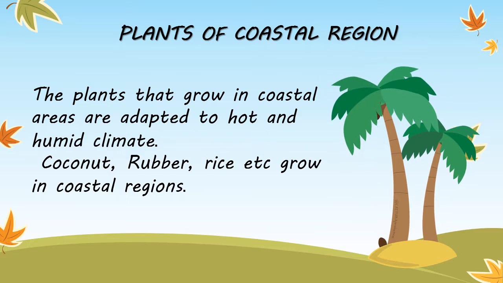Plants of coastal region. In coastal region, the climate is hot and humid. Humid means atmosphere contains high level of water vapor. So the plants which grow in coastal areas are adapted to this type of climate. For example, coconut plant, rubber, rice, etc. These all plants grow in coastal region.